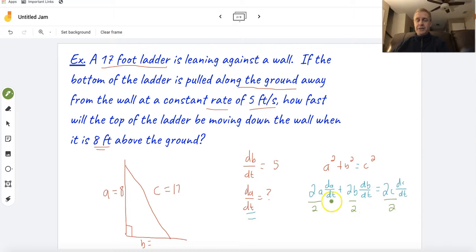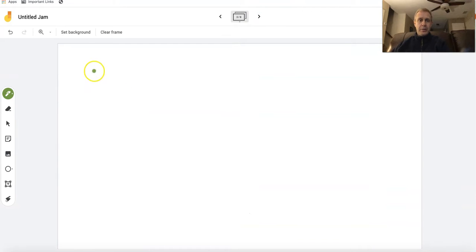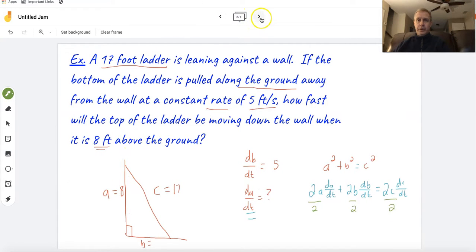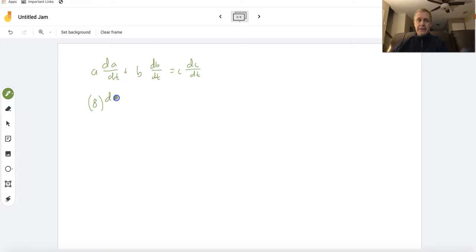And I'm going to continue this on the next page, and I'll rewrite what we have after having divided through by 2. So we have a dA dt plus b dB dt is equal to c dc dt. And now, again, we're going to solve for dA dt, and I'll do that by plugging in values for the variables that we have here. So the value of a, we were told, is 8, right? Because that is the height over here at the time we're looking for that rate, the rate of dA dt.